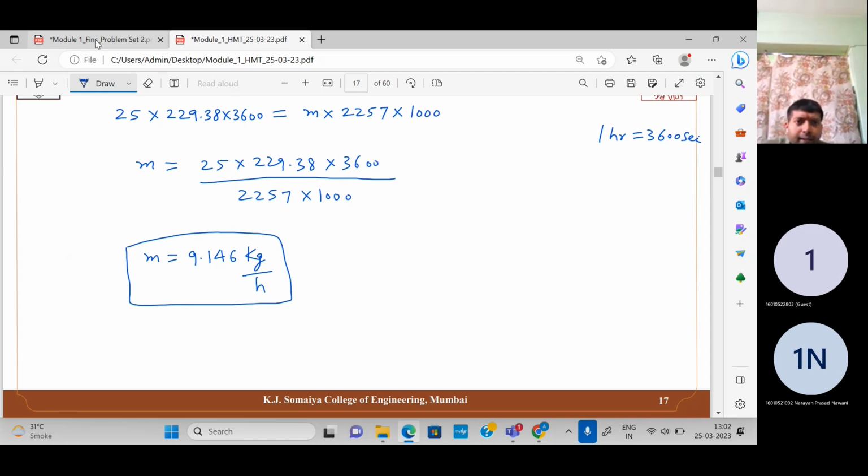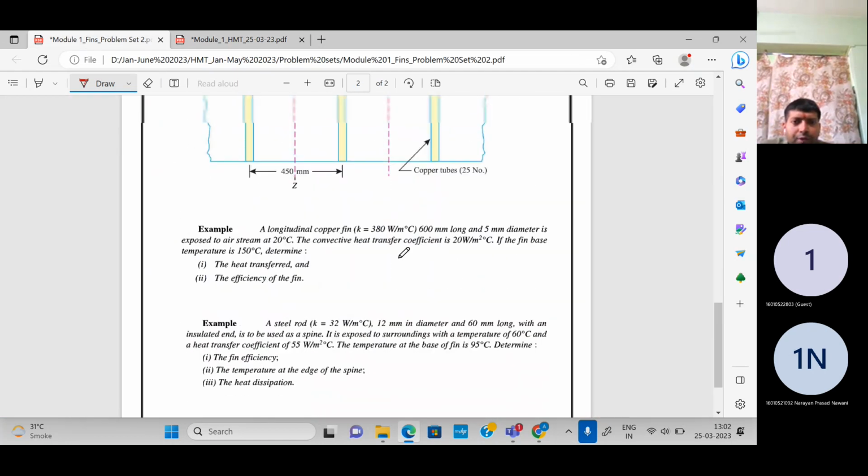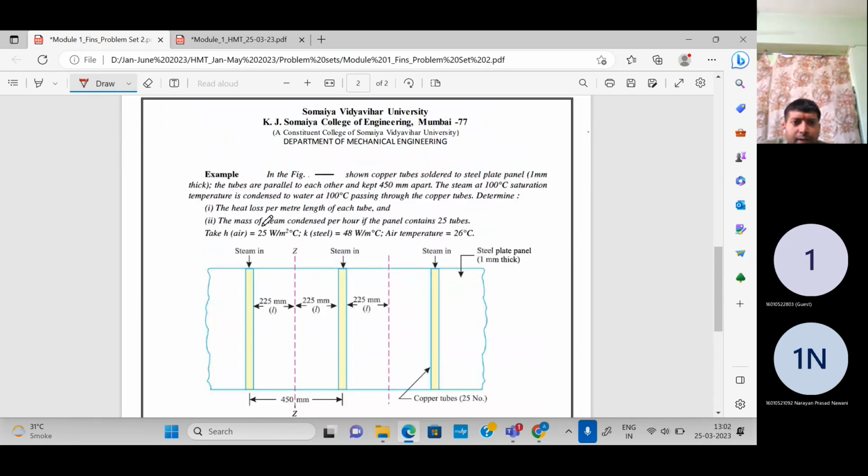Okay, so we have solved this problem. We have determined the heat loss per meter length of each tube, and we have determined the mass of steam condensed per hour.